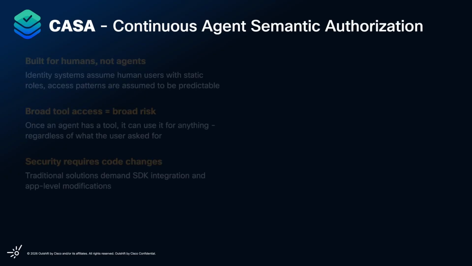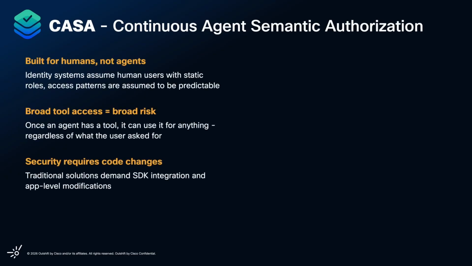Let's get started. Modern AI applications are increasingly composed of agents, MCP servers, and orchestration layers that collaborate autonomously. These systems are powerful, but they introduce a fundamental security challenge. Today's identity and authorization systems were built for humans, not agents. They assume human users with static roles, and they expect access patterns to be predictable. But agents don't work that way, and the assumptions behind traditional identity systems simply don't hold.